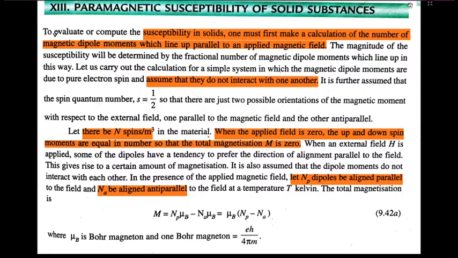Hi friends, this is PH6503 Unit 2, Magnetic Property of a Material by Dr. M.R. Gadhvi. In today's lecture, we will be highlighting the paramagnetic susceptibility of a solid substance.